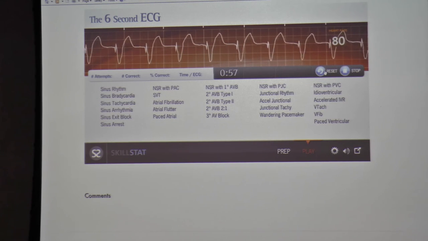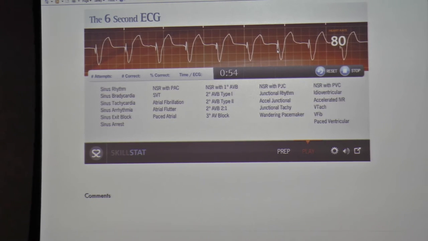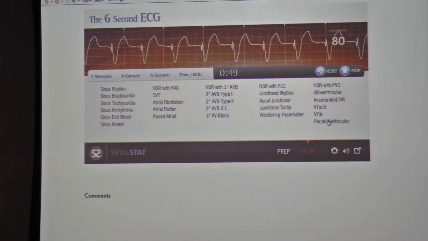Okay, so this we saw before. So we have what? Pacer spike with ventricular. So we'll call this one paced ventricular. Yes?